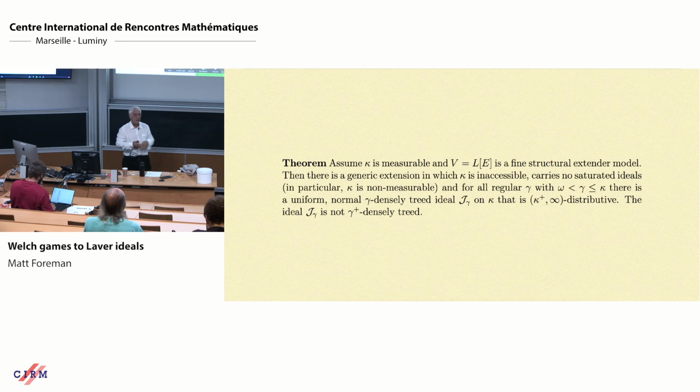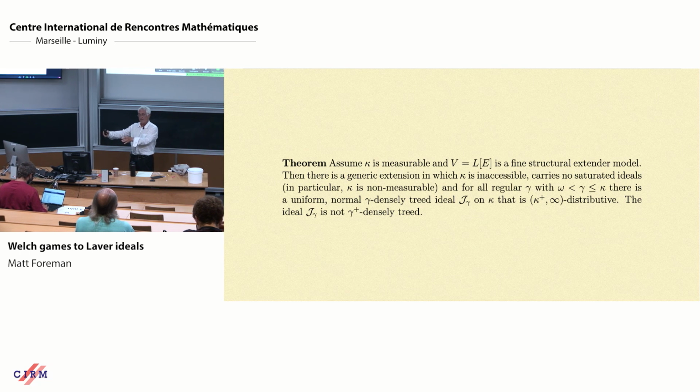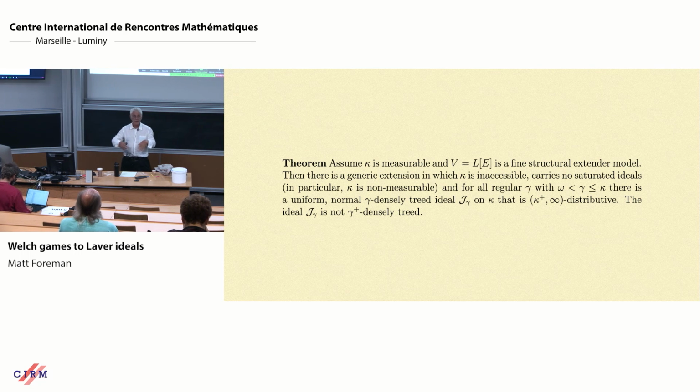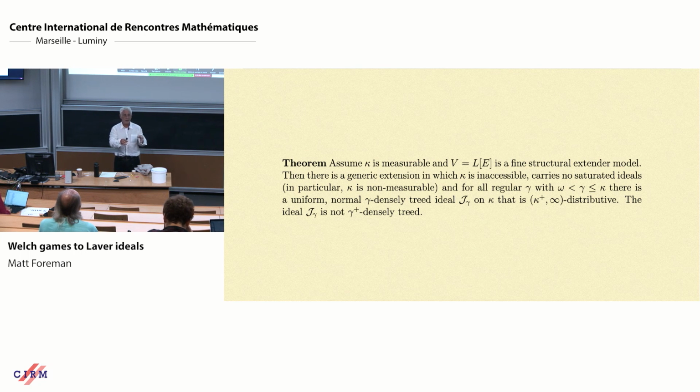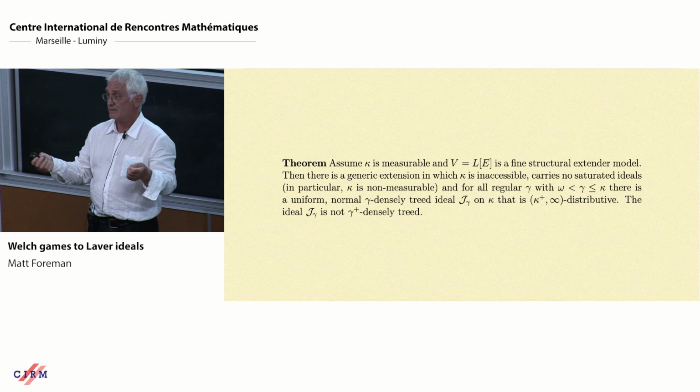Okay, so what have we done? We have a criterion which tells us if you have a nice ideal, then you have a winning strategy. So this is saying two things. One is you can build a model over a fine structural model. I'll explain why that's relevant in a minute. You can build a model where you have these nice ideals. And moreover, if gamma is different than gamma prime, then these nice ideals are different. These nice ideals are incompatible with each other.